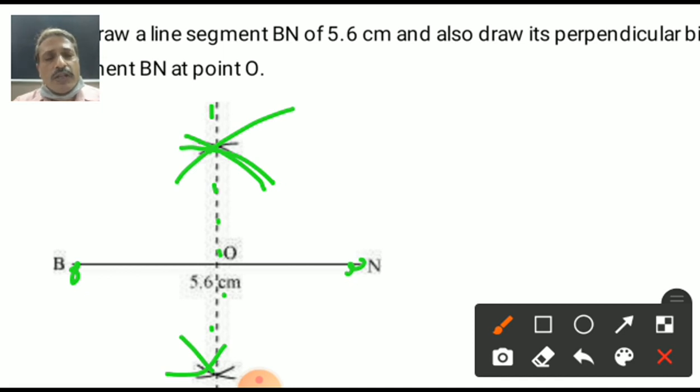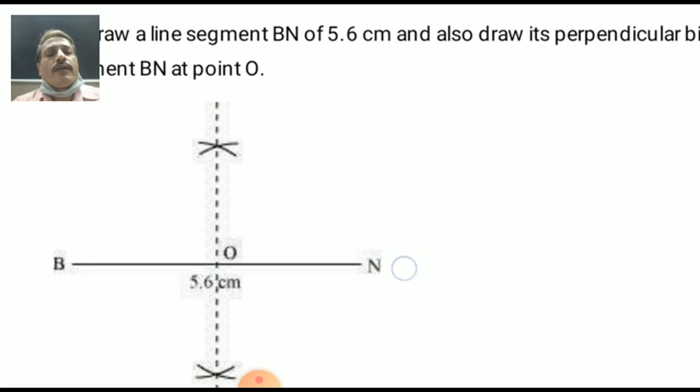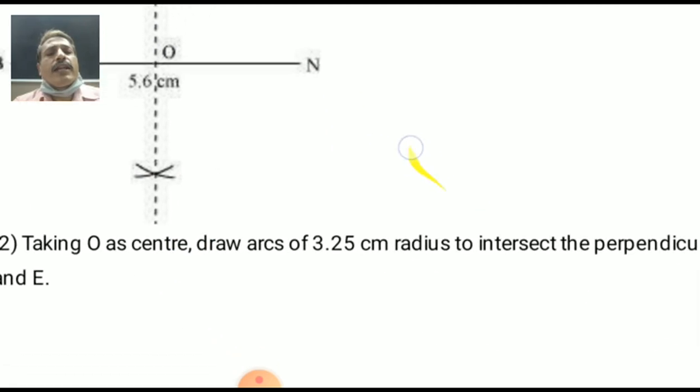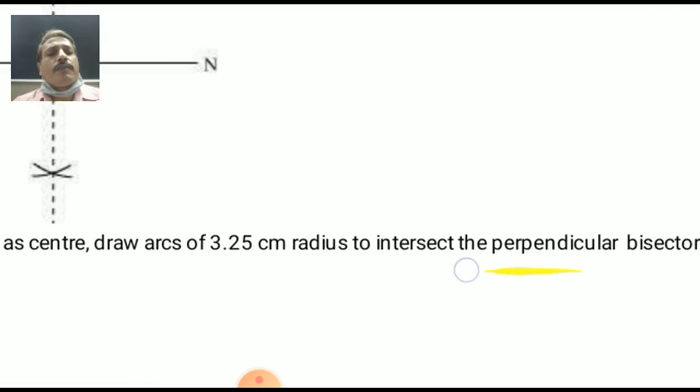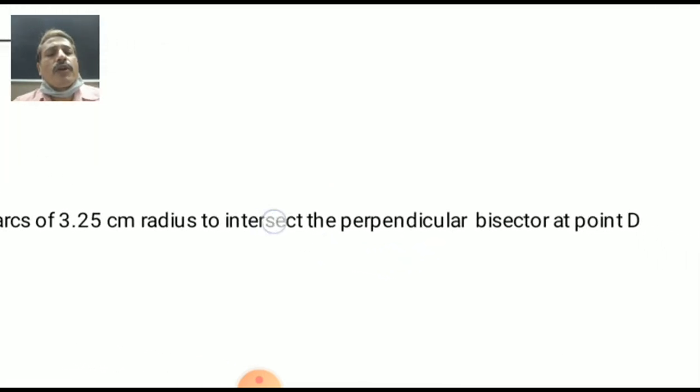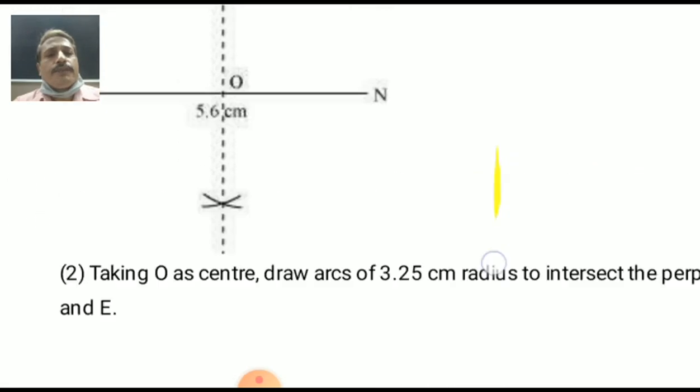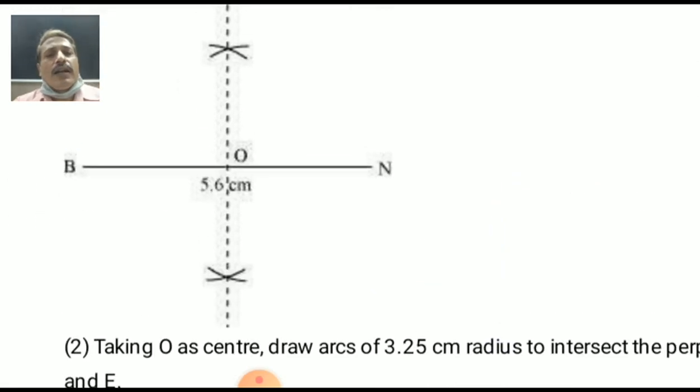Can you join these two points? Yes. Which point is on point O? That is the middle point of 5.6 without a scale. Okay, nice. Taking O as center, draw arcs of 3.25 centimeter radius to intersect the perpendicular bisector at points D and E. Now the center is here and I want to take 3.25.